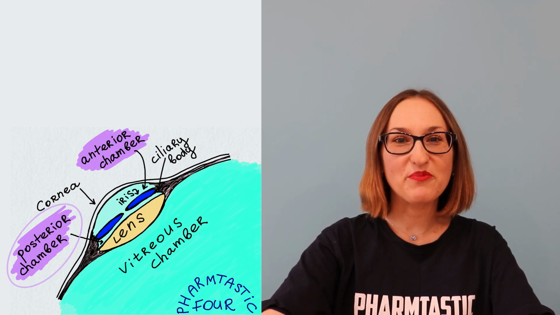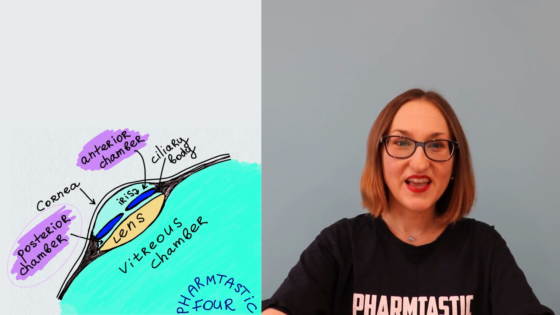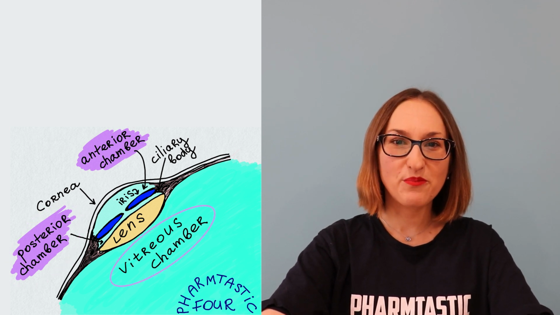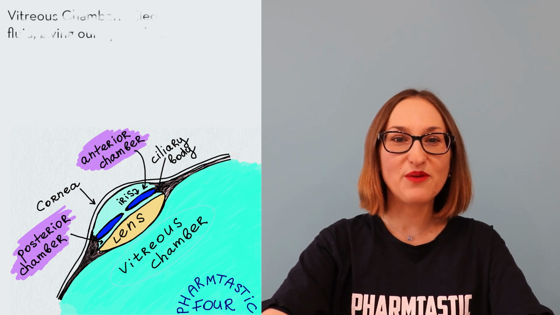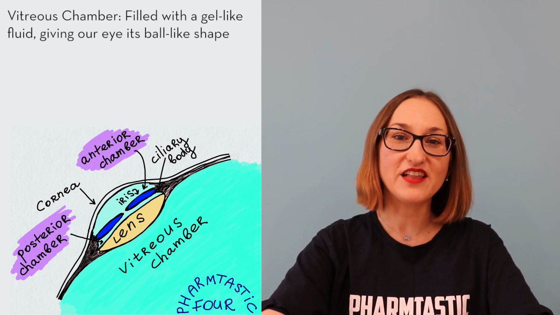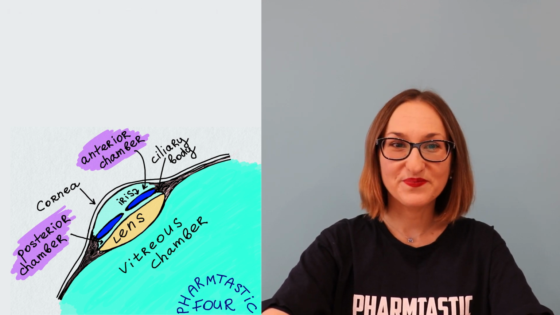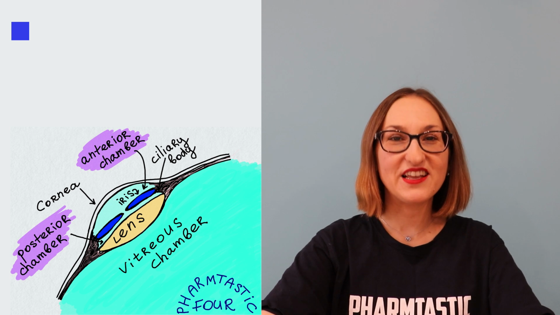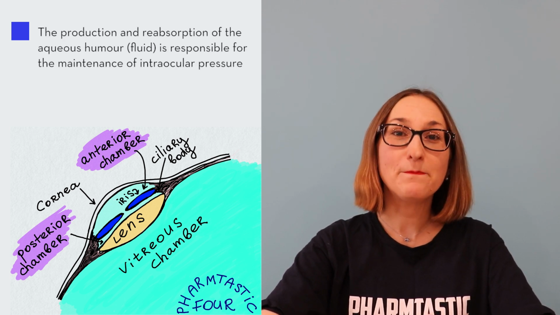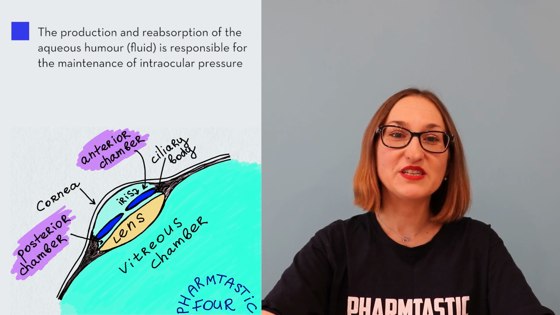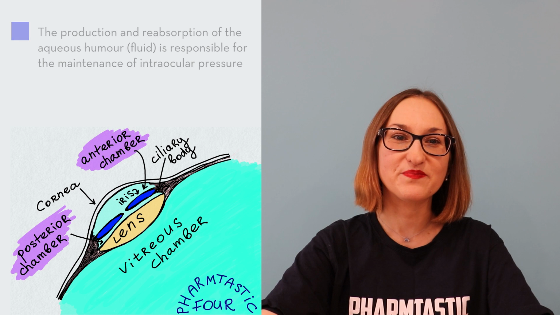The posterior chamber is between the iris, the colored muscle, and the lens. And there is also a vitreous chamber between the lens and the retina. The vitreous chamber is filled up with a gel-like fluid, and it gives our eye its ball-like shape. The aqueous fluid of the anterior and posterior chambers is constantly being produced and reabsorbed. Those processes are responsible for the maintenance of intraocular pressure.